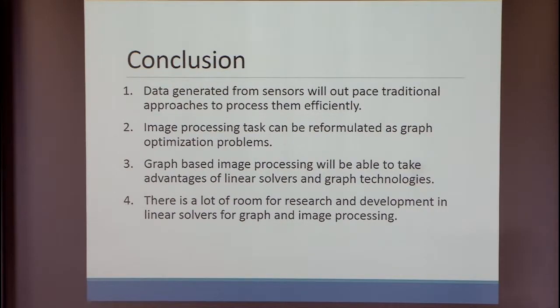What we can do is reformulate this image processing task as a graph-based problem, and then we can take advantage of the new linear solvers and the new graph technology. The last point is quite important: there's lots of room for R&D for image processing using graph solvers. One advantage that images and signals have is that the set of graphs is really small. They're either a grid, a cube, or, like the one you saw in hyperlapse, a line graph with some small fully connected component.